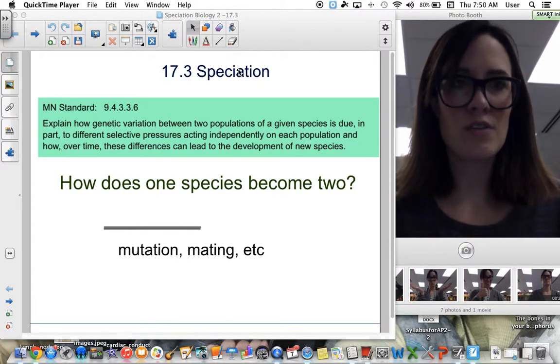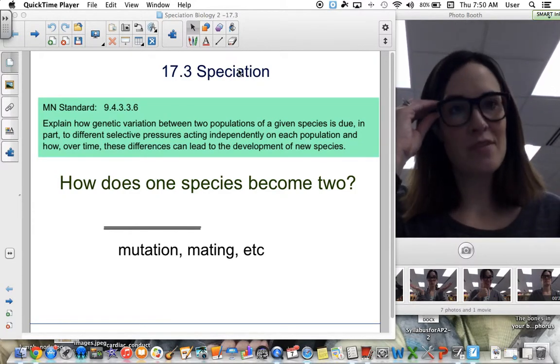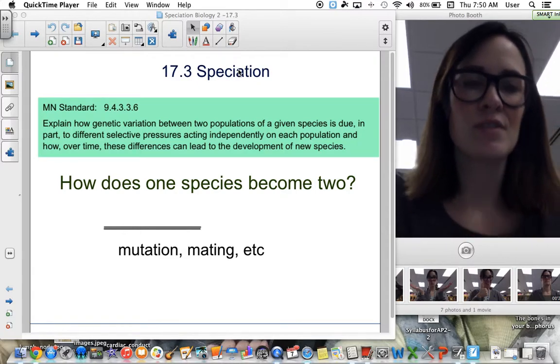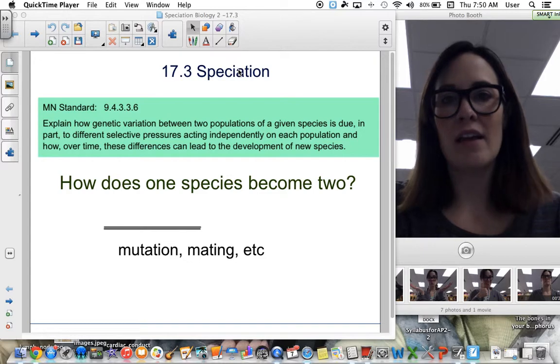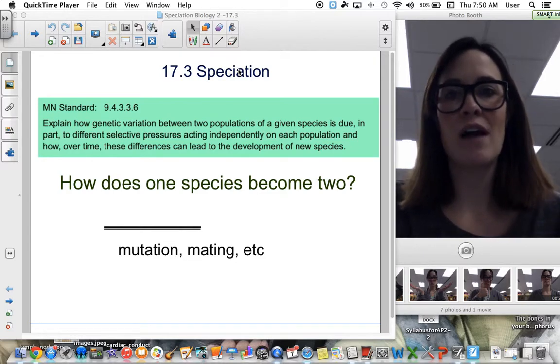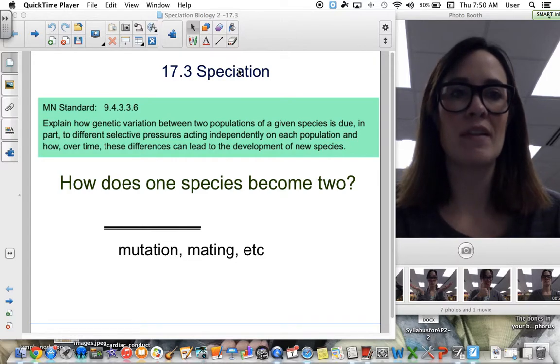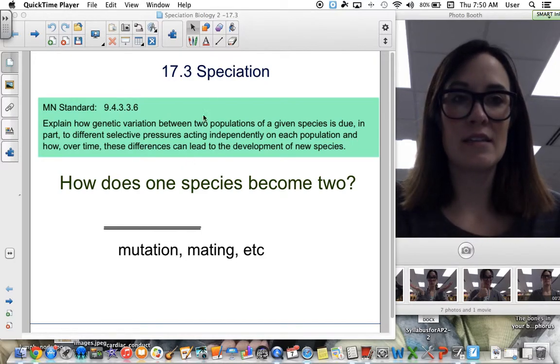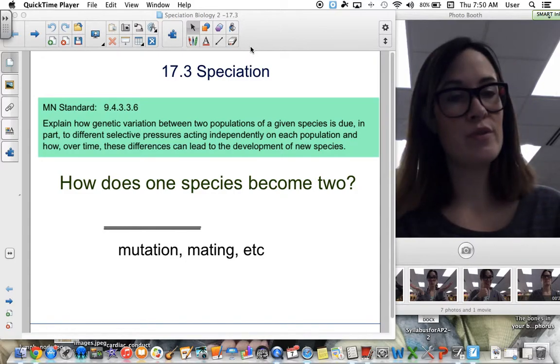Okay, so we're on chapter 17.3. Chapter 17, we've been talking about different traits, simple versus complex polygenic traits, and how evolution happens, or how natural selection happens in those populations of individuals. 17.3 is about speciation. Speciation is the formation of a new species.